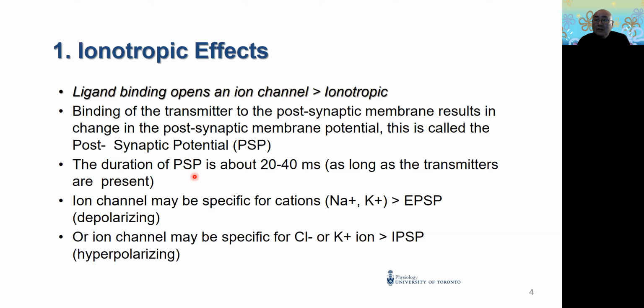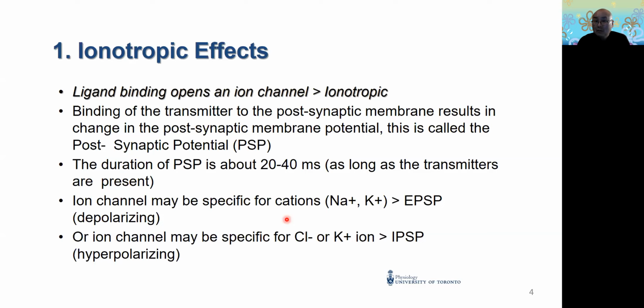The duration of these PSPs, on average, for a single event is about 20 to 40 milliseconds. And it's usually short because the neurotransmitters aren't staying there continually. We're going to get to that in lecture number 6, so bear with me. As long as the neurotransmitters are there, and they are there for a short duration, these channels are going to be open. The ion channel that is associated with that receptor is going to be specific for a cation.